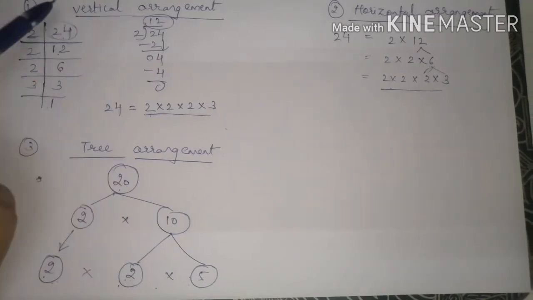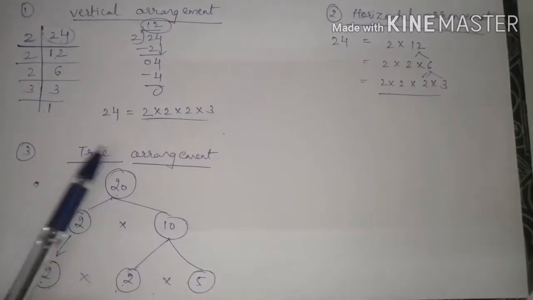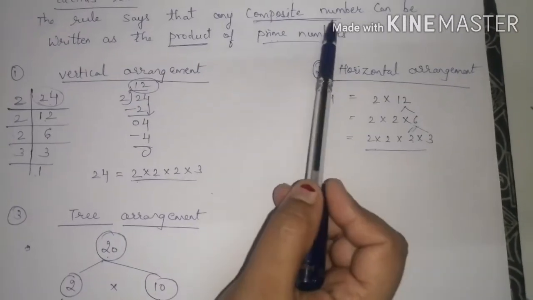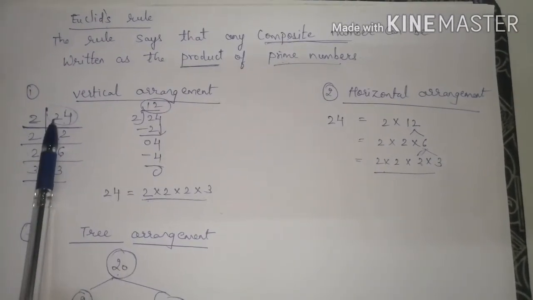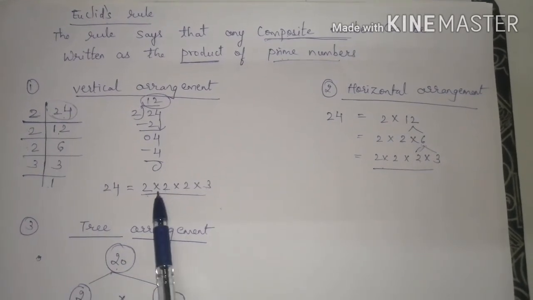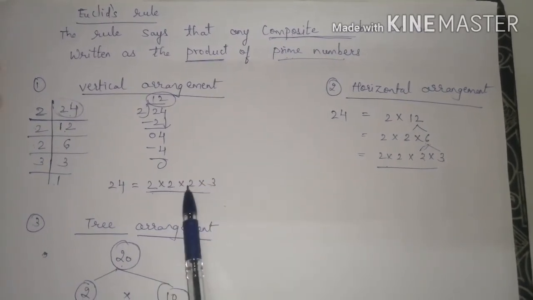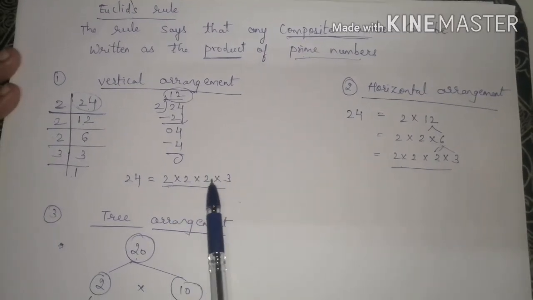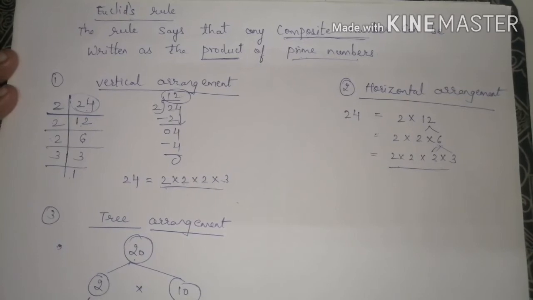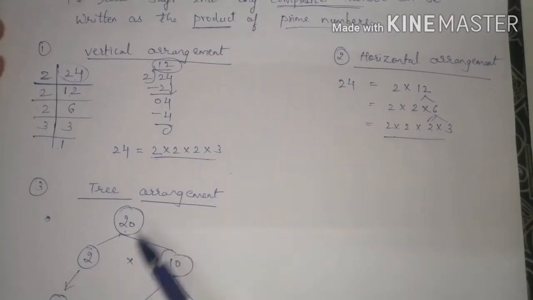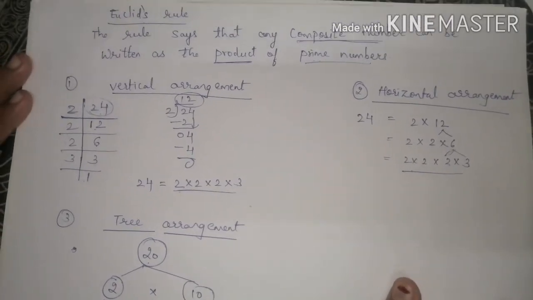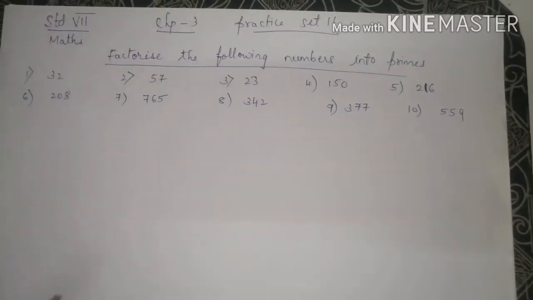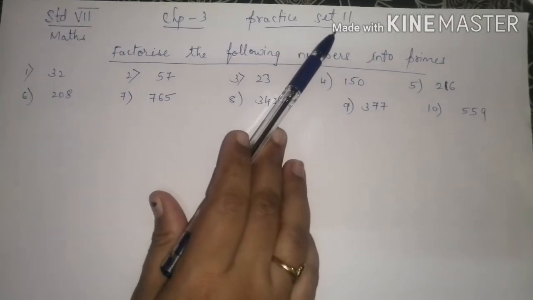So these are some of the methods: vertical, horizontal, and tree. According to Euclid, any composite number can be written as a product of prime numbers. These are composite numbers, 24 and 20. We have written them in the form of a product of their prime numbers. Product means multiplication of all prime numbers. 2 and 3 are prime numbers; 2, 2, 5 are prime numbers. So according to Euclid, we can solve our exercise, Practice Set 11.